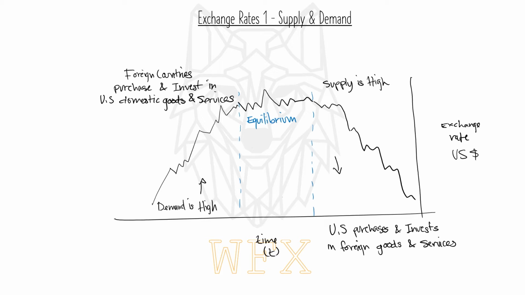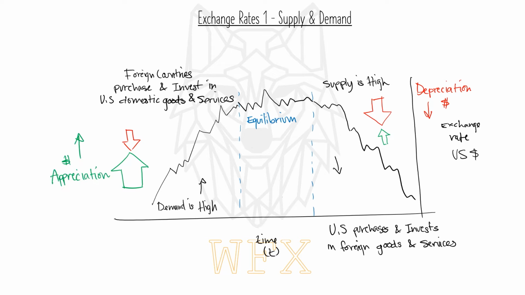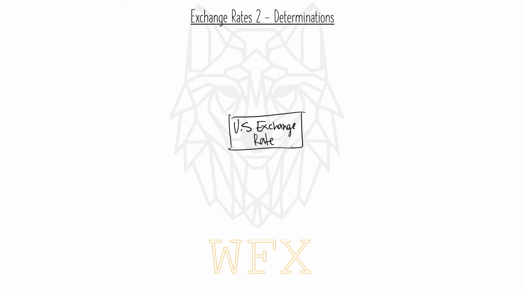Now, when the exchange rate deviates from this equilibrium zone, it has a tendency of moving back towards that equilibrium zone. Basically, if the quantity of dollars supplied exceeds the quantity of dollars demanded, the exchange rate will fall and a depreciation of the dollar occurs. If the quantity of dollars demanded exceeds the quantity of dollars supplied, the exchange rate will increase, causing an appreciation of the dollar. Now let's take a look at some economic factors that will affect the US exchange rate.